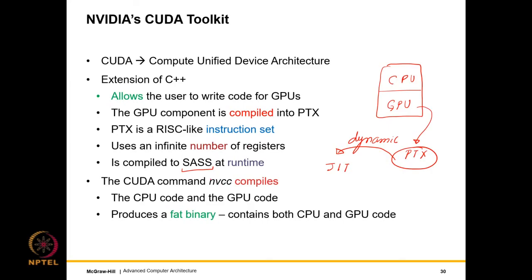CUDA has a dedicated compiler called NVCC. You can think of NVCC as being along the same lines as GCC. NVCC basically compiles the CPU code and the GPU code. All right, so it produces a fat binary, which contains both the CPU code as well as the GPU code. It has both.